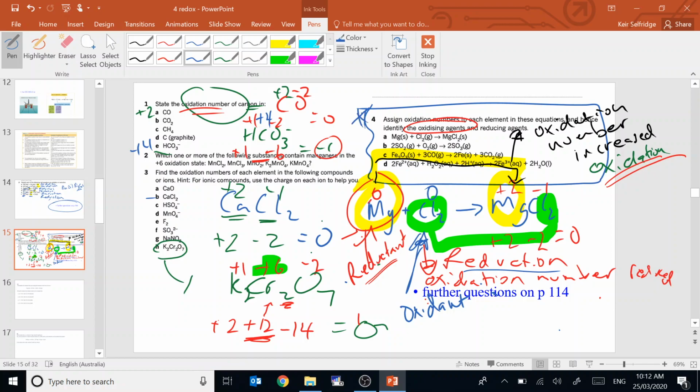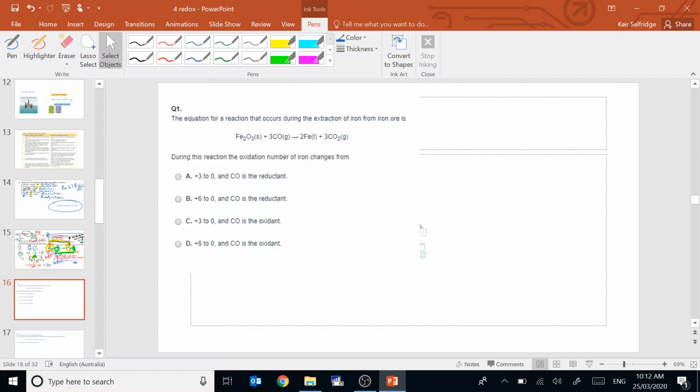We'll do a few of those later if you don't quite get them. But for those of you who want to push on, have a look in the textbook at page 114 and see if you can get the idea of what's going on there.